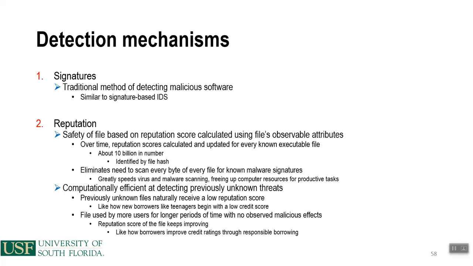And reputation is the safety of a file based on a reputation score calculated from a file's observable attributes. So you can think about that basically as the reputation of a particular system or particular file that is associated with what's being generated. And this is very computationally efficient for detecting previously unknown threats. So if you know that a file has a particular reputation associated with it, or an IP has a reputation associated with it, that endpoint can block it accordingly.